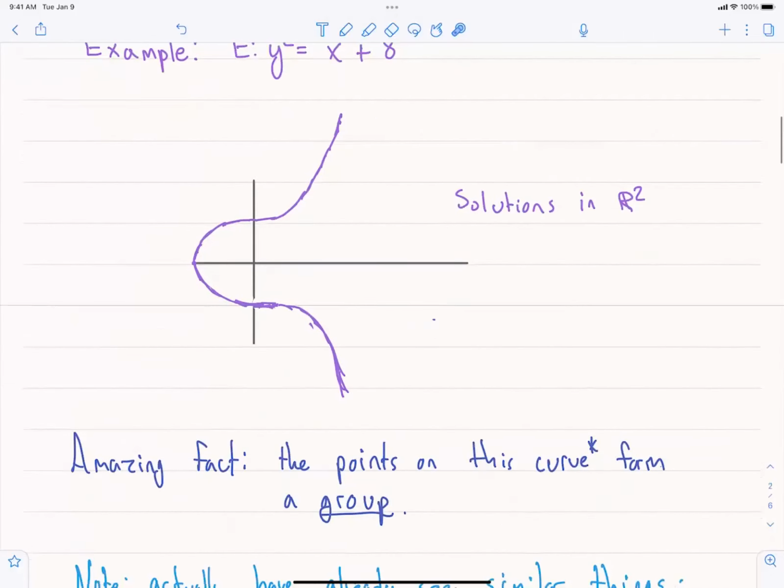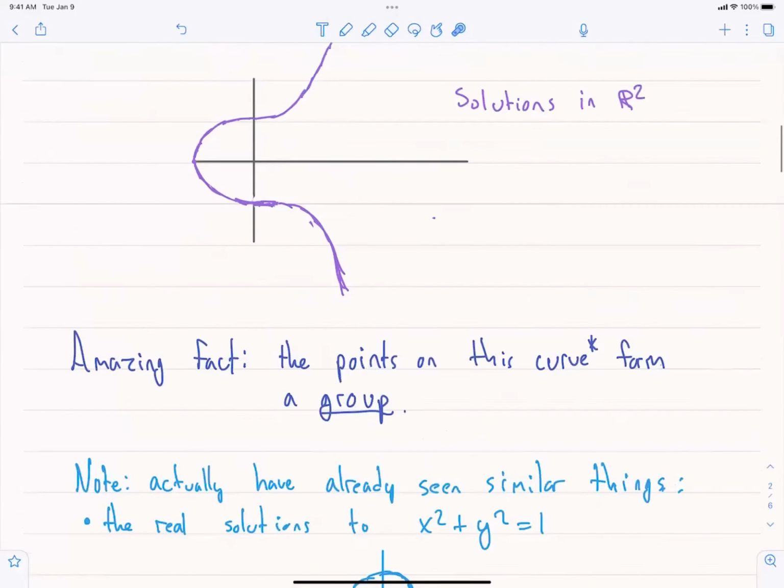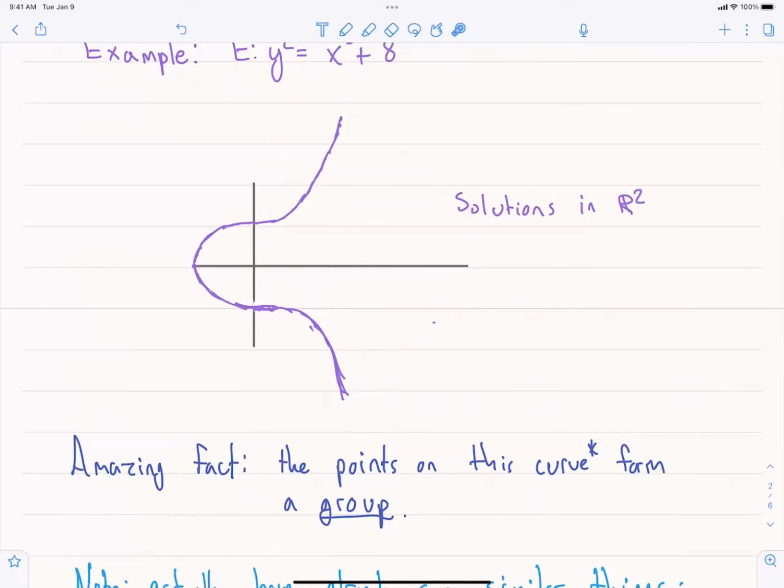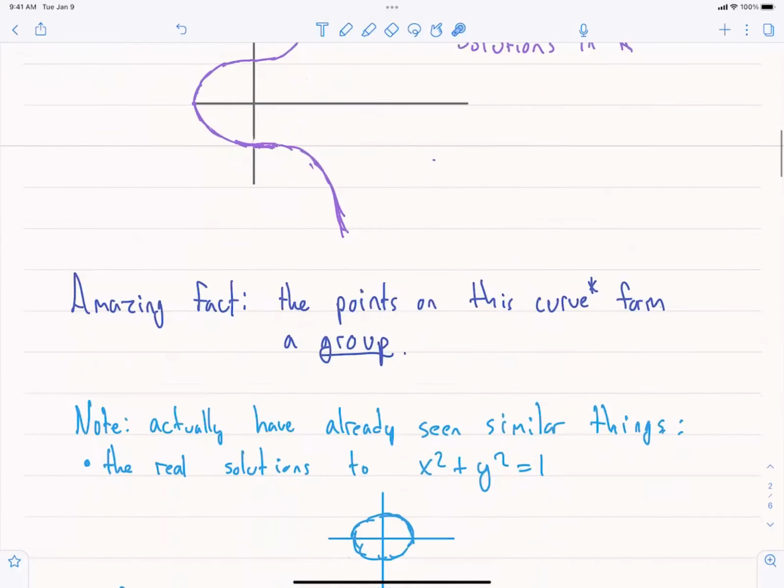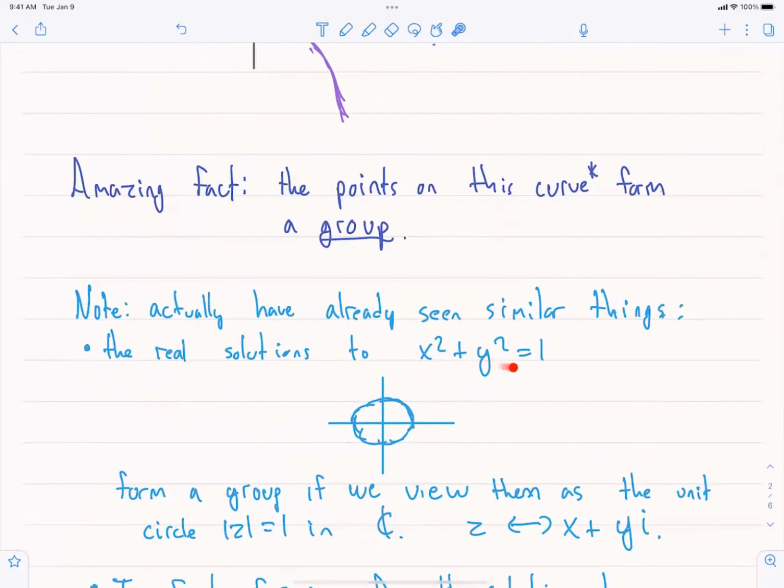One point I want to make is that we've actually seen this kind of phenomenon before, where you have some geometric object given by an equation, and the solutions to that equation, the points on the graph, form a group. One simple example is x squared plus y squared is equal to 1. This showed up when we were studying the Gaussian integers, but more generally shows up when you study the complex numbers. This is just saying the absolute value of a complex number is equal to 1 if you take the complex number to be x plus yi. And if you think of it like that, you see these are real solutions, x squared plus y squared equals 1. This circle, they form a group by thinking of them as being the complex numbers.